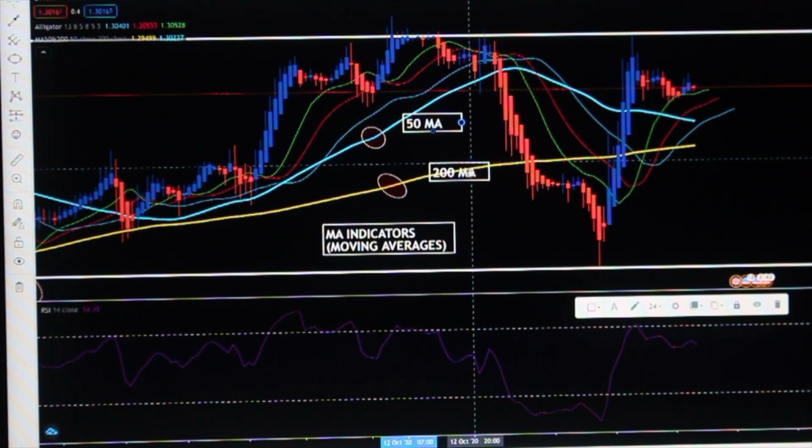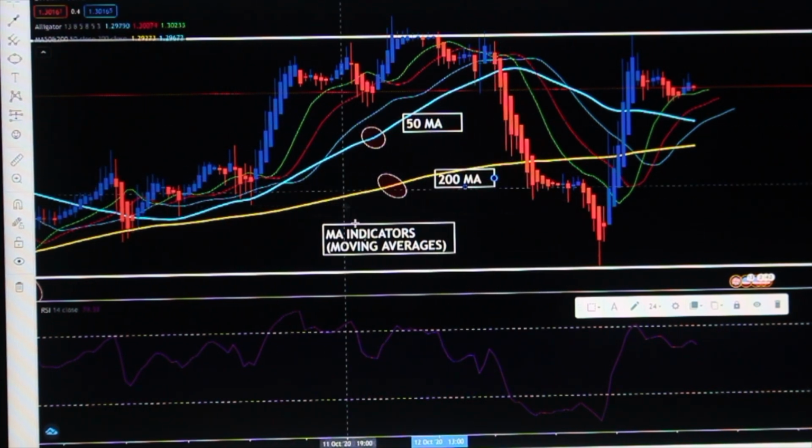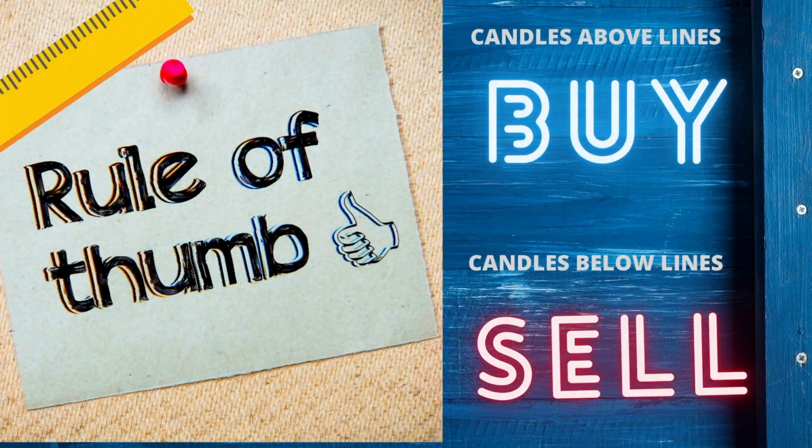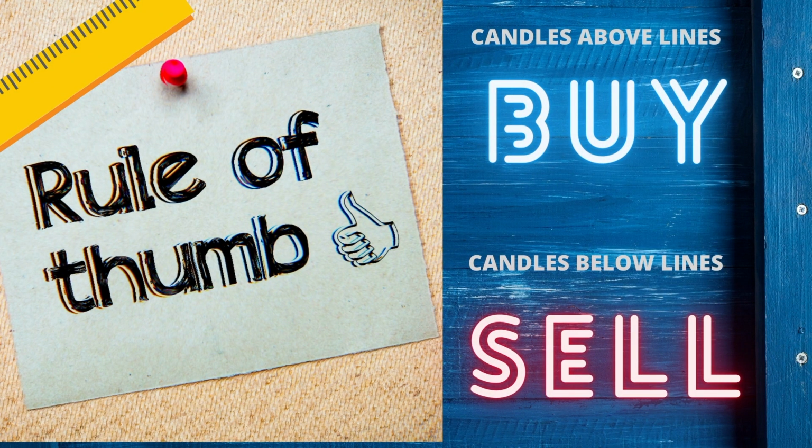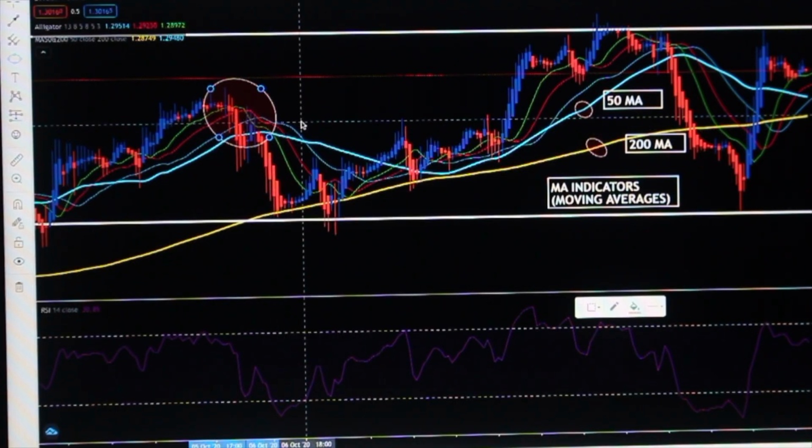Now, this is very similar to the alligator, but it's a lot different at the same time. So the similarities are rule of thumbs here. If the candles are above the lines, that is a buyer's market. It's a good indicator that this is a good time to buy. If the candles are below the lines, that means it is a sell.